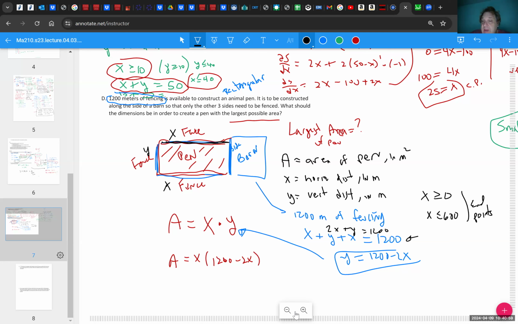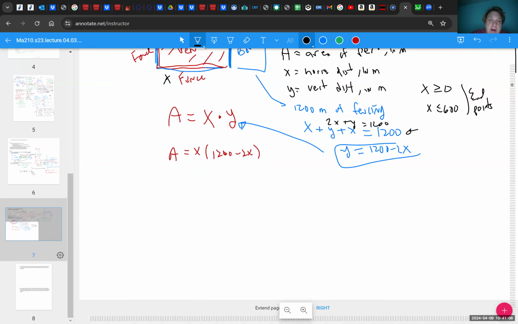All right. So we have some endpoints. Let's find some critical points, and then we'll find the absolute maximum, the largest possible area. All right, so we have our function here, and we need to find the derivative. We can use the product rule because this is a multiplication, x times 1200 minus 2x. I'm just going to multiply it out because I think it's easy to distribute, and then I don't have to use the product rule anymore. So I get 1200x minus 2x squared. And now the derivative is much easier for me to find. So I get 1200 minus 4x. I have to find that when it's equal to 0 and when it's undefined.